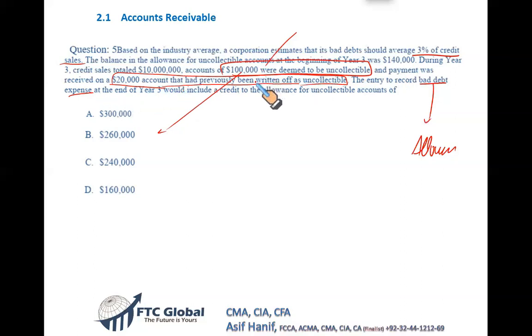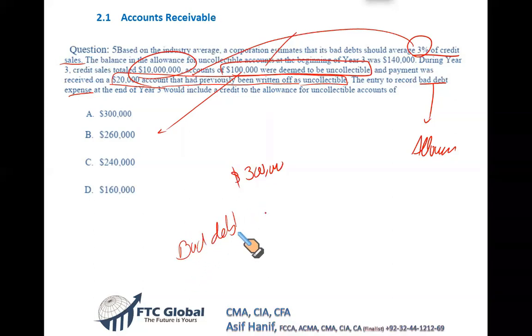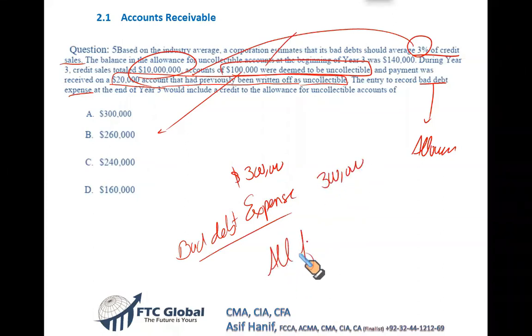Under the income statement approach, you take the percentage and multiply it straight with the credit sales and forget about everything in the world. 3% of 10 million, that is $300,000. This is the amount we are going to use for our entry. We are going to make this entry: bad debt expense. Please remember, whenever you see the words bad debt expense, it is the estimated bad debt. Debit $300,000 and credit the allowance for uncollectible accounts, $300,000.